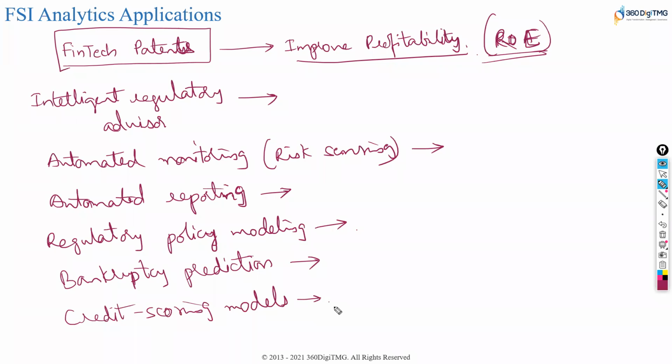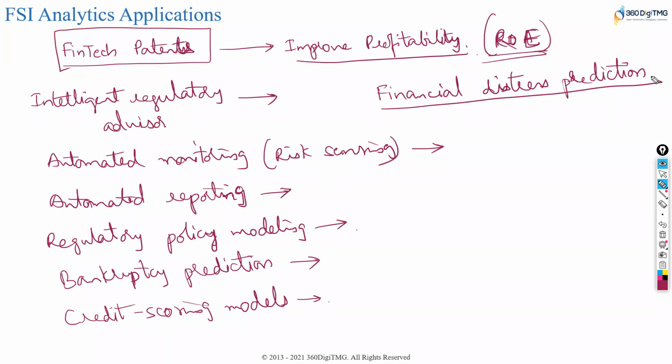Okay, then we also have a lot of models in the space of fraud and compliance. Like you have credit scoring models. There is a model which is called financial distress prediction. What these kinds of models do is detect whether there is some kind of distress in the bank operations. Okay, is a specific bank on the verge of collapse?